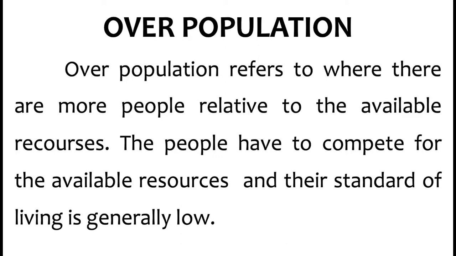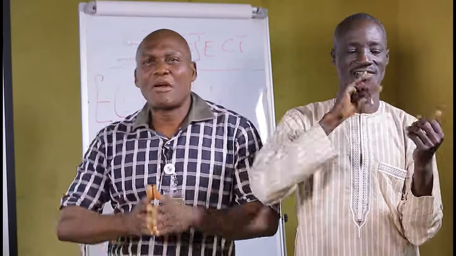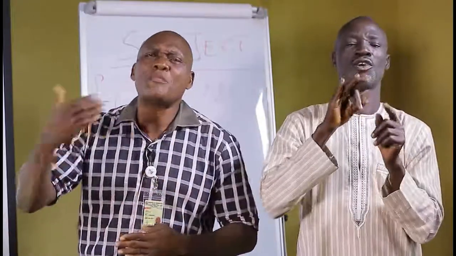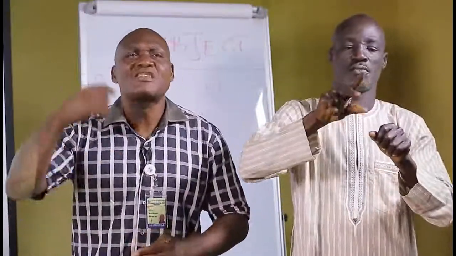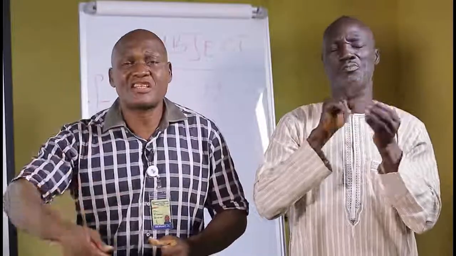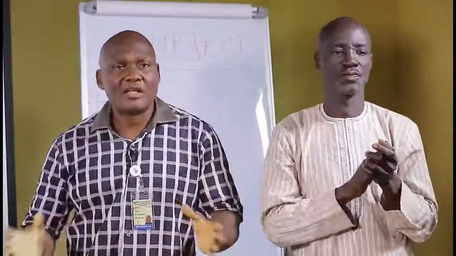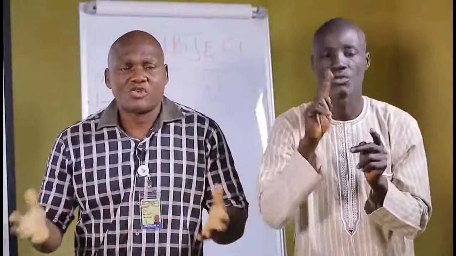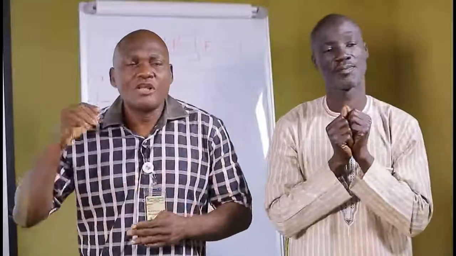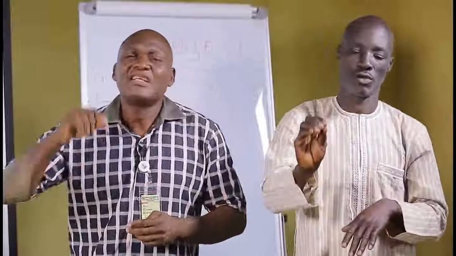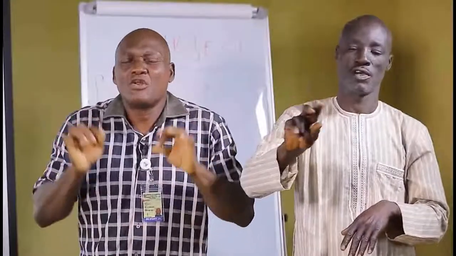Overpopulation refers to where there are more people relative to the available resources. The people have to compete for the available resources, and their standard of living is generally low. So when we are talking about overpopulation, it's where you have too many people, more than the resources that are used to develop or sustain the population. So where they are overpopulated, their standard of living used to be very low.